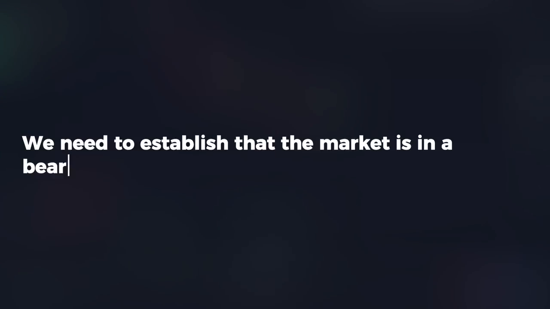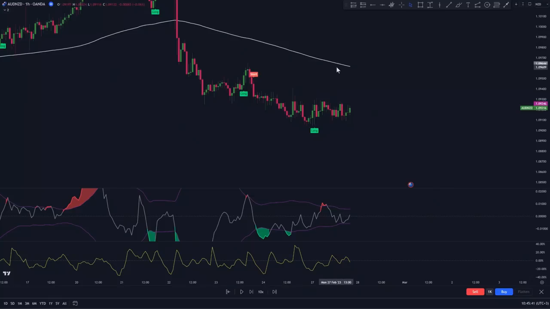The first thing that we need to do is to establish that the market is in a bearish trend. To do that, we just make sure that this 200 period EMA is angled downwards like this and the price is trading below it. This indicates an overall bearish trend. Next, within this bearish trend, we need the market to do a pullback to give us an opportunity to enter our trade. Also, we're not just going to be looking for a regular pullback.